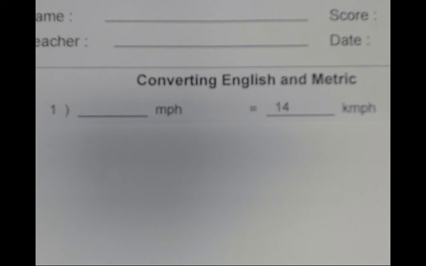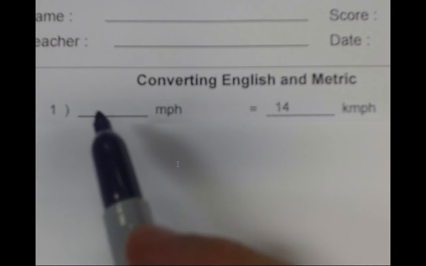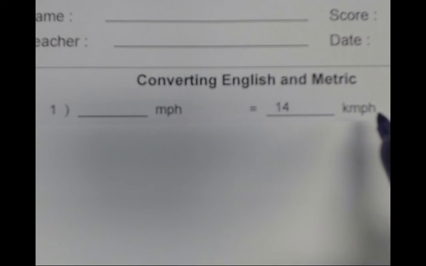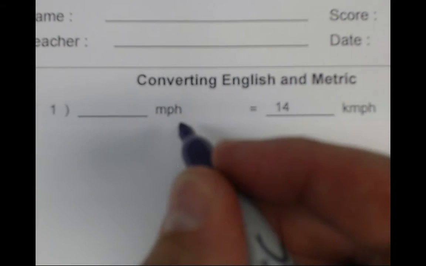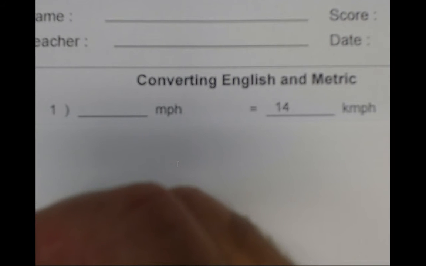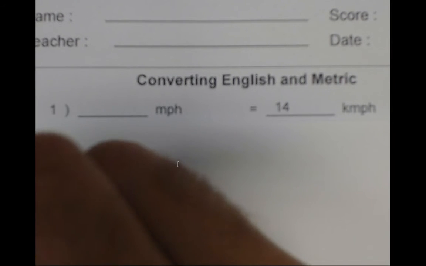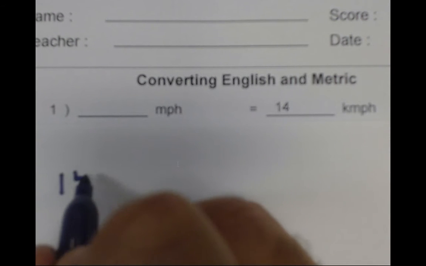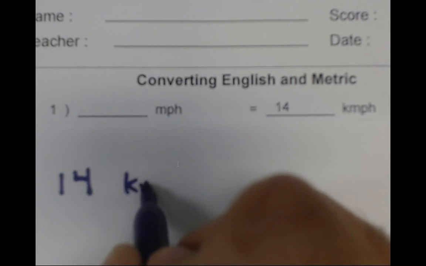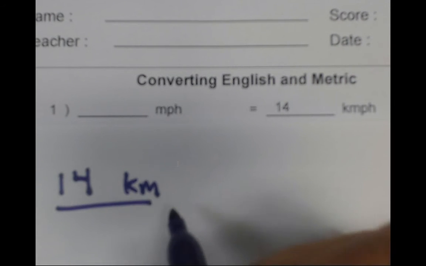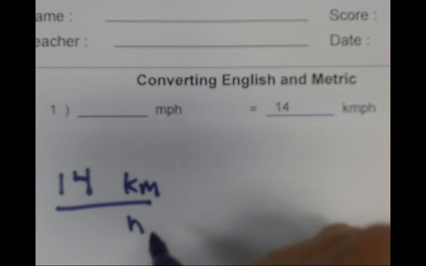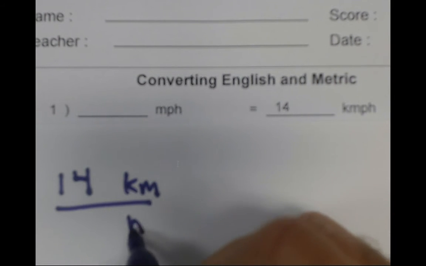Question number 1 is asking us how many miles per hour are in 14 kilometers per hour. Now this is written a little bit differently than we normally see, but MPH is miles per hour, KMPH is kilometers per hour. So anytime we do a conversion, we want to start with the number we're given. So we're going to start by writing 14 and its units, km, but then we want to put per as the line, and then per hour. Now we'll just leave it like that.